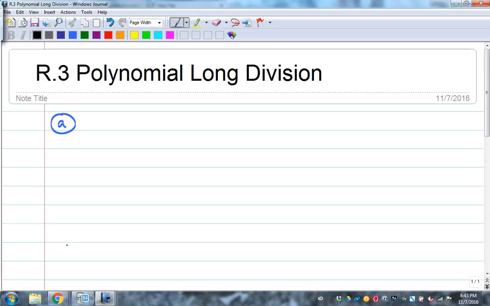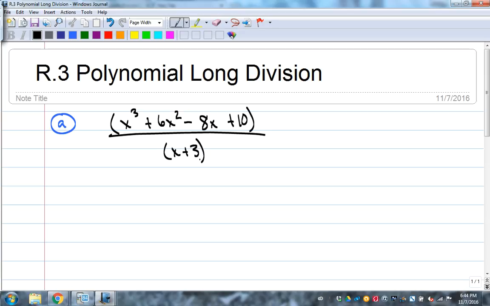If you'll trust me and follow the steps here, it's not bad. It looks like it's just rocket science, but it's not. It just looks bad. So we're going to take two polynomials. Let's say we had x cubed plus 6x squared minus 8x plus 10, and we're going to divide that polynomial by x plus 3. We're going to use long division to divide it right now. We'll learn synthetic division in just a minute.